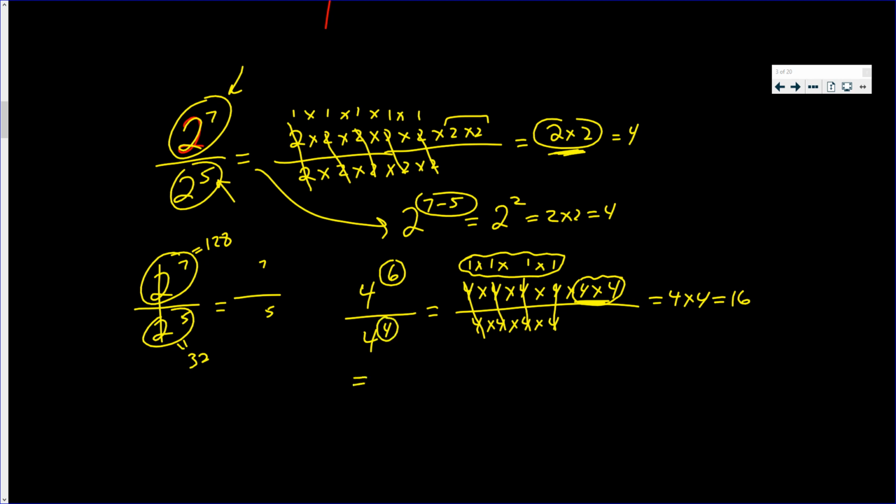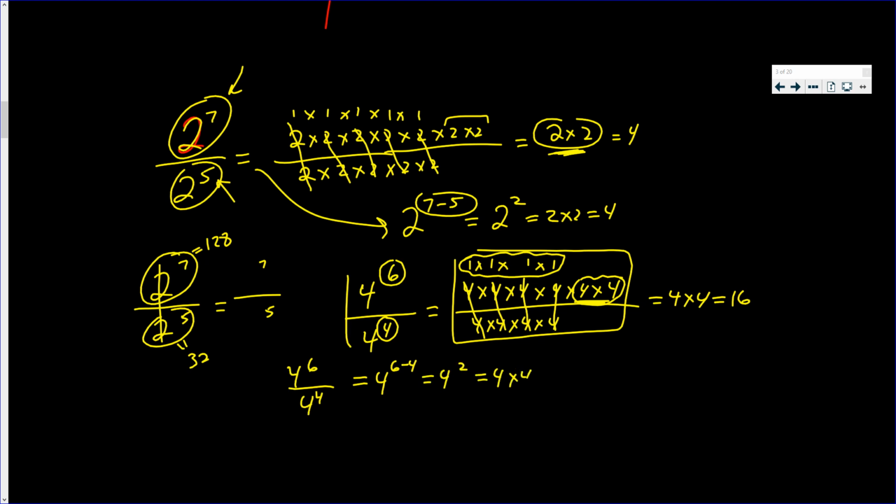An easier way of doing this, rather than doing all this, is you can say, well, let me write it. 4 to the 6 over 4 to the 4 is 4 to the 6 minus 4, which is 4 squared, which is 4 times 4. If you want to write that, write it. If you want to do it in your head, you don't need to write this. But 16 is the answer.